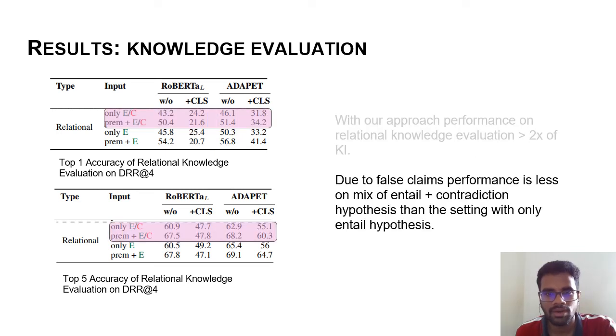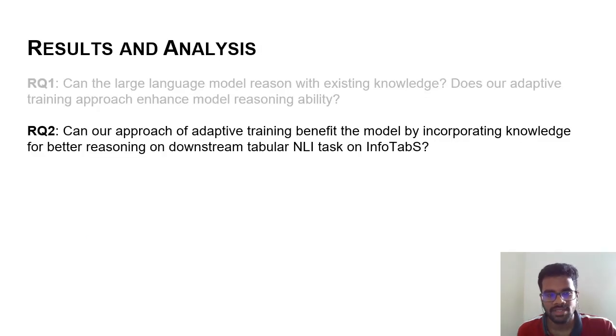We evaluated on contradiction hypothesis to assess if the model can rightly identify false claims despite having the correct entity types. Due to the false claims, performance is less on the mix of entail plus contradiction hypothesis when compared to only the entail hypothesis. To answer another research question, can our approach of adaptive training benefit the model by incorporating knowledge for better reasoning on downstream tabular NLI tasks on input apps?